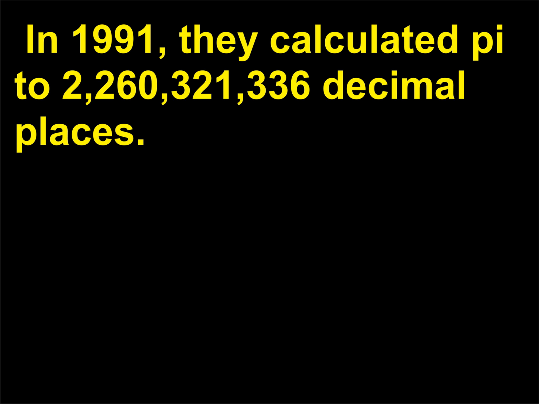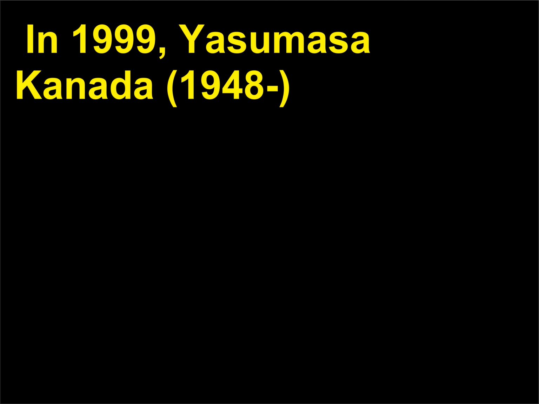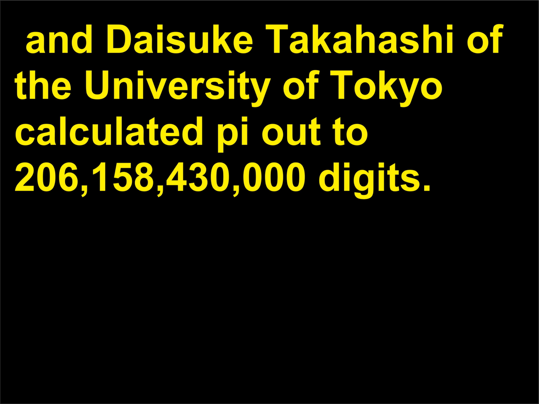In 1991, they calculated pi to 2,260,321,336 decimal places. In 1999, Yasumasa Kaneda, 1948, and Daisuke Takahashi of the University of Tokyo calculated pi out to 206,158,430,000 digits.